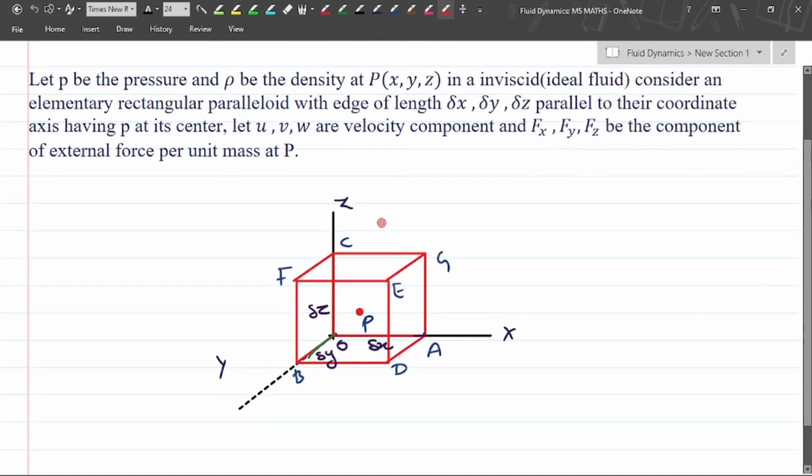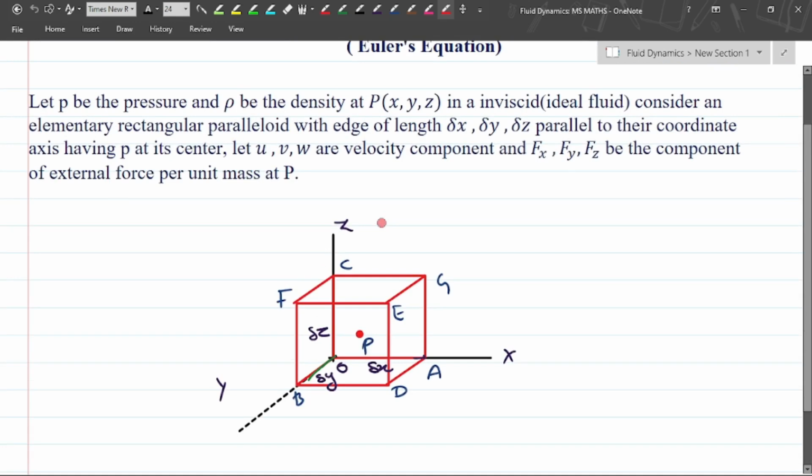So p is the pressure and rho is the density at this particular point, the midpoint of the fluid element. The fluid is inviscid, meaning viscosity is 0, so we have considered an ideal fluid here. Consider an elementary rectangular parallelepiped with edges of length del x, del y, del z parallel to the coordinate axes, having P at its center.